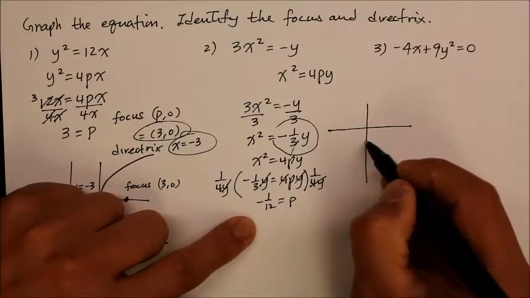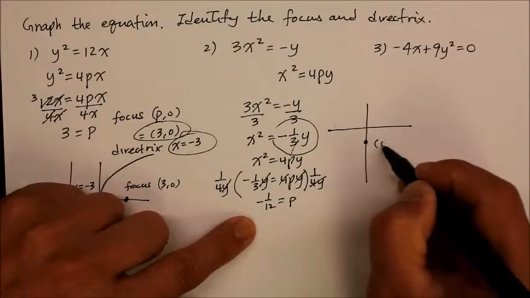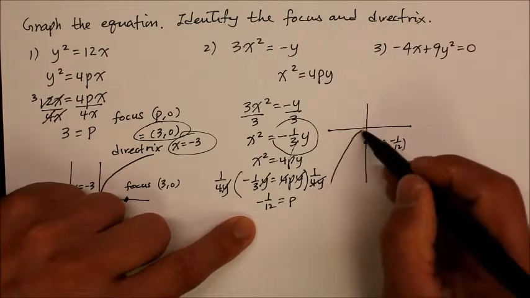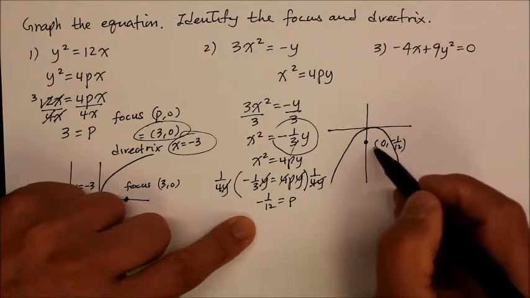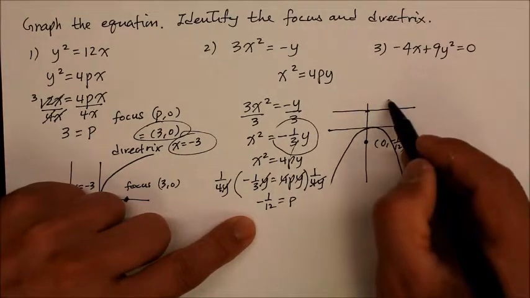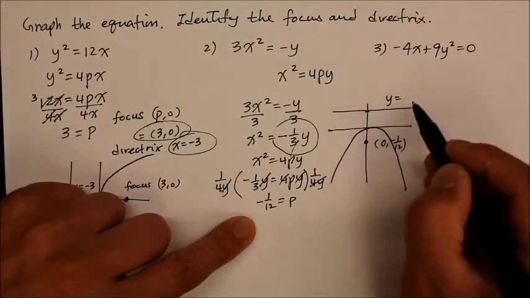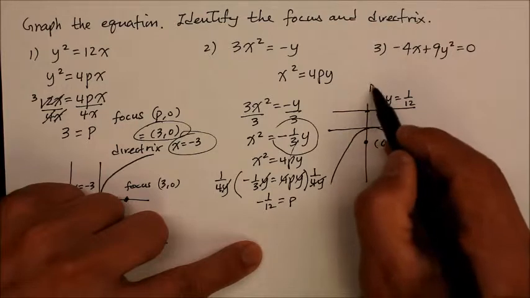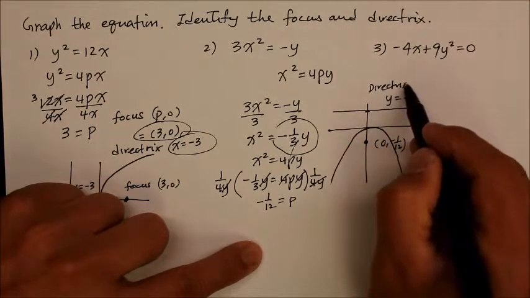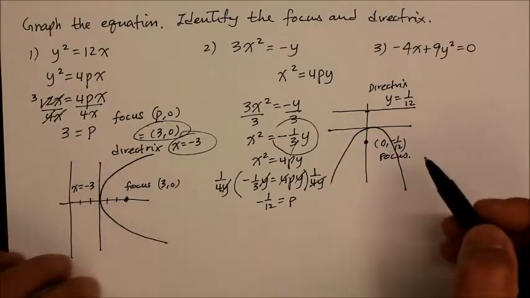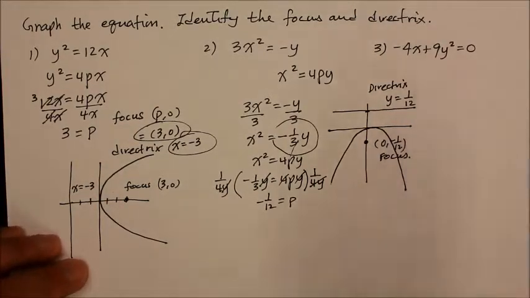Let's call this right here (0, -1/12). So our parabola should look like this instead this time. And where's the directrix? On the opposite side, this way. And the equation of the directrix is given as y is equal to positive 1/12. There's your directrix. And there's your focus. How about number 3?